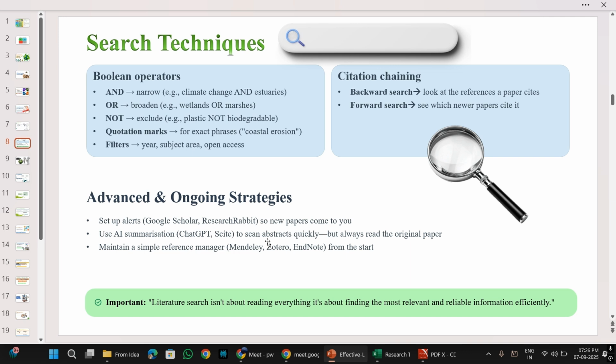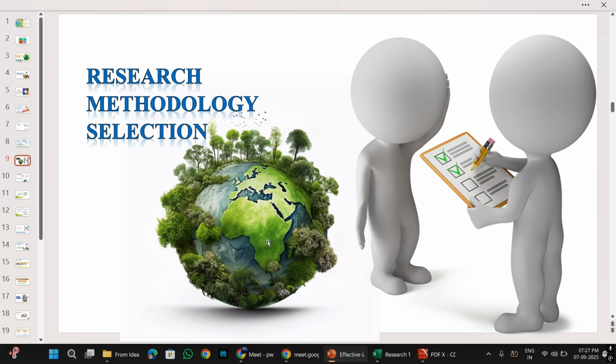Use AI summarizations. Often, if you have obtained the PDF of your research article that you find is important, you can use ChatGPT or SciSpace. These are the new AI tools that will be helping you in giving abstract ideas of what is available in the PDF, rather than you going through the entire research article and reading it.